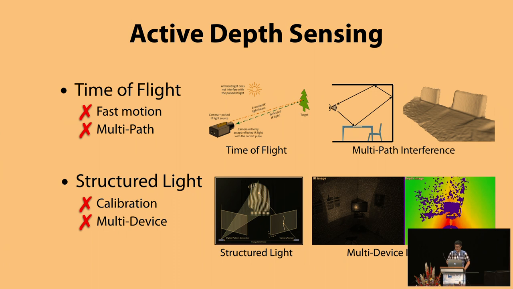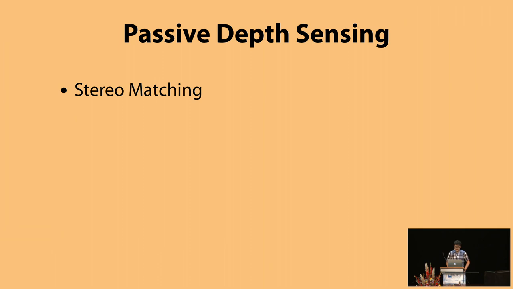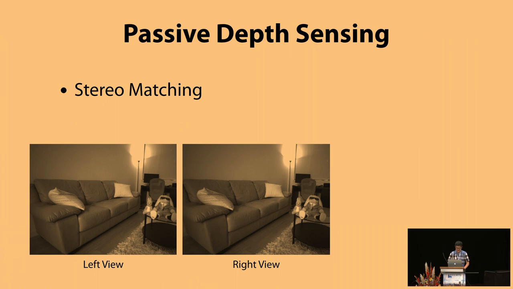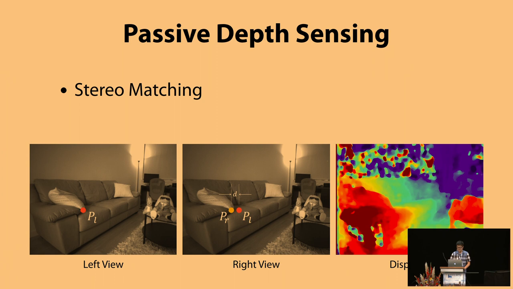Alternatively, stereo matching runs on two passive images, so it is free from the previously mentioned problems. In a typical stereo system, correspondences are found between a pair of images from a pair of parallel cameras, such as the corner of the pillow shown here. Due to the parallax, there will always be a distance between the corresponding points, which is usually called disparity, and the depths can be calculated accordingly.